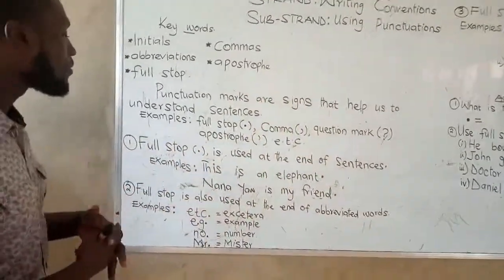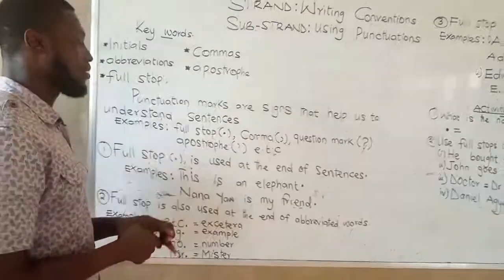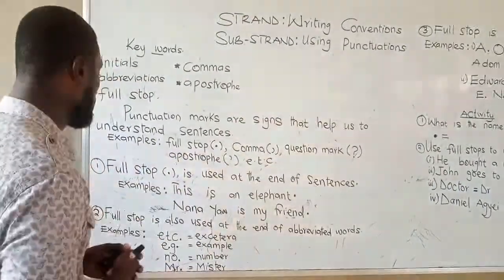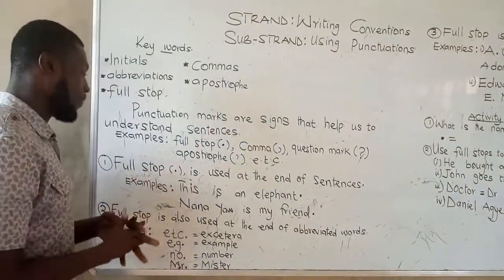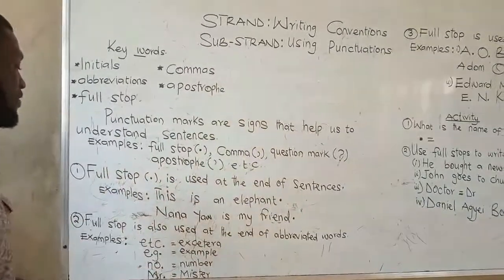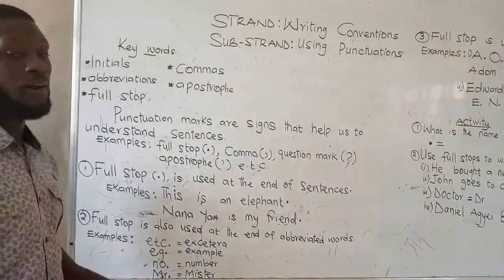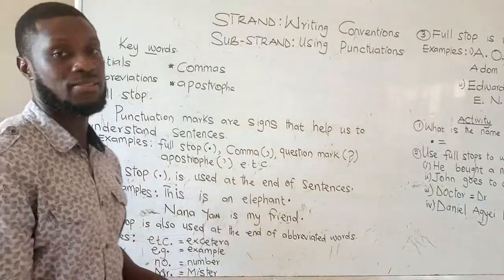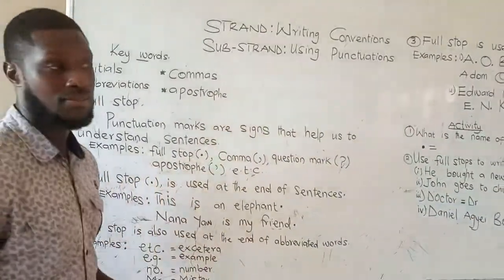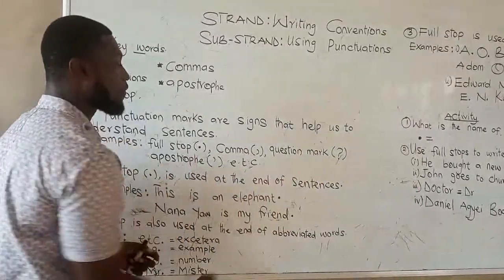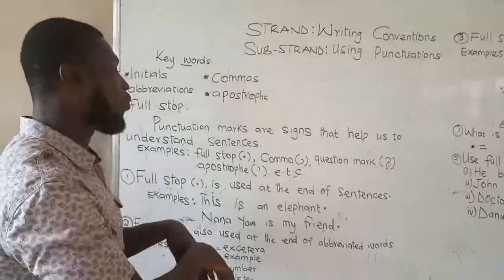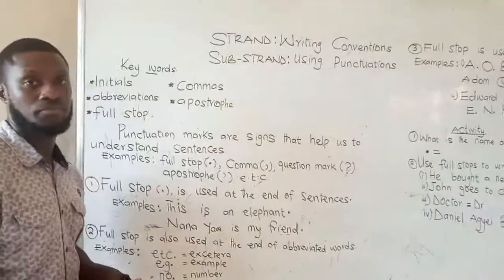Full stop is used at the end of sentences. That is the first one, the use of full stop. So full stop is used at the end of sentences. Whenever we want to end a sentence, we bring a full stop to show that we are done with whatever we want to say.